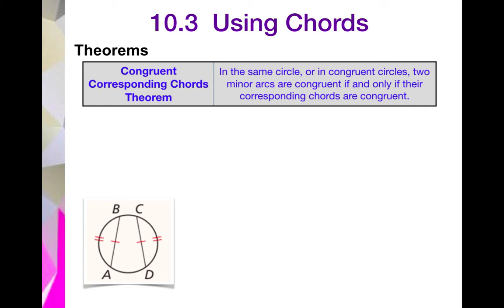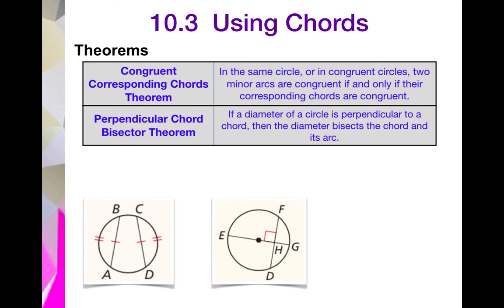The first one is the congruence corresponding chords theorem. It says that in a circle, two minor arcs are congruent if and only if the corresponding chords are congruent. So the arc AB is congruent to arc CD because the chords AB and CD are congruent.